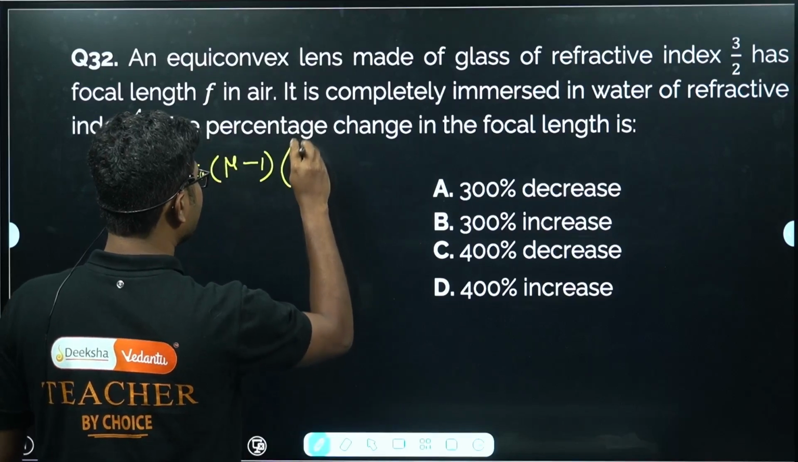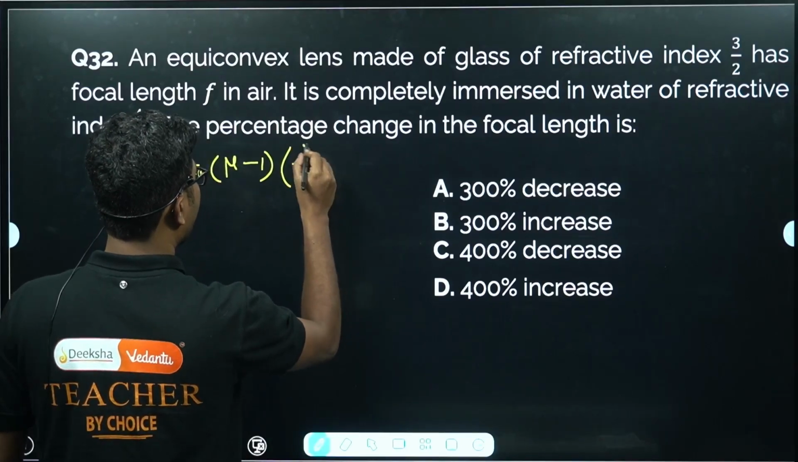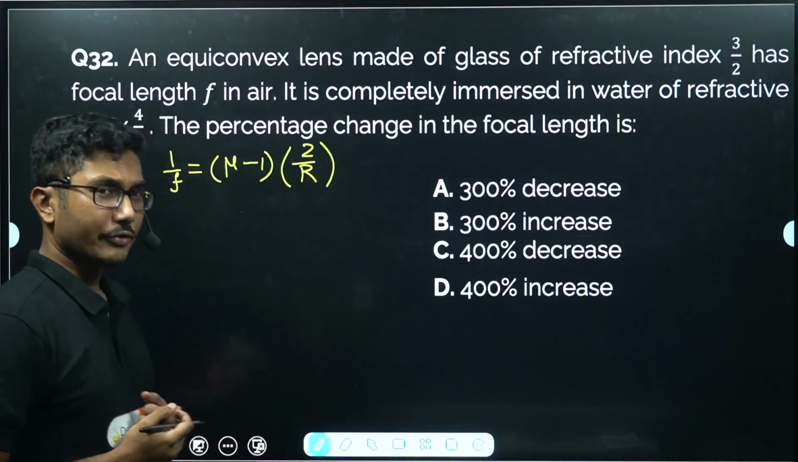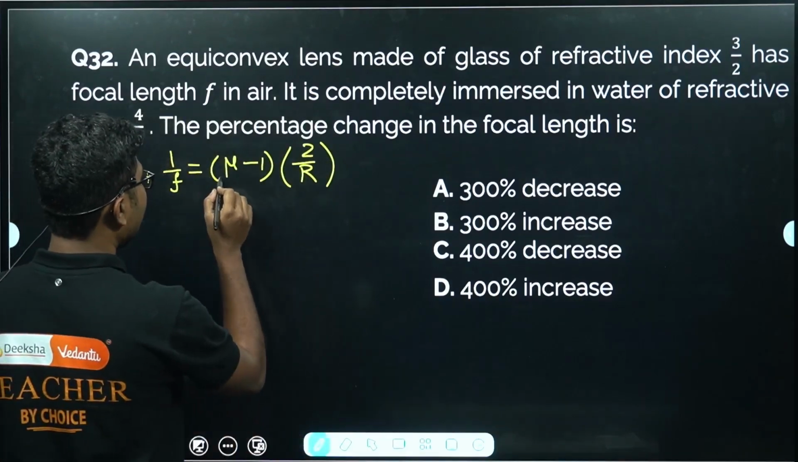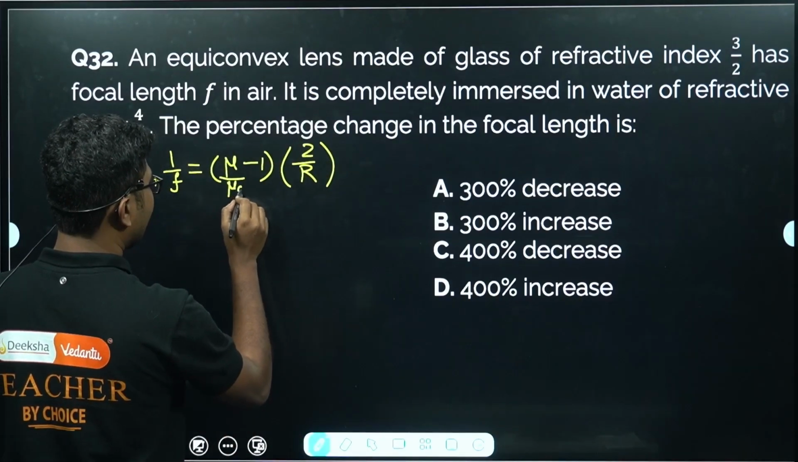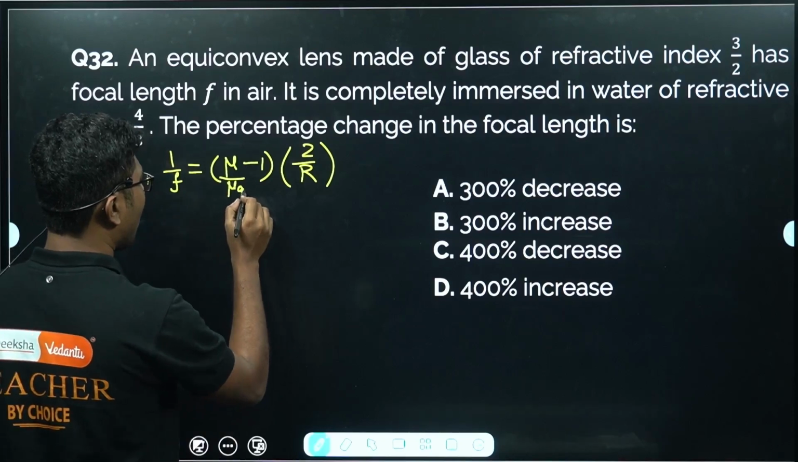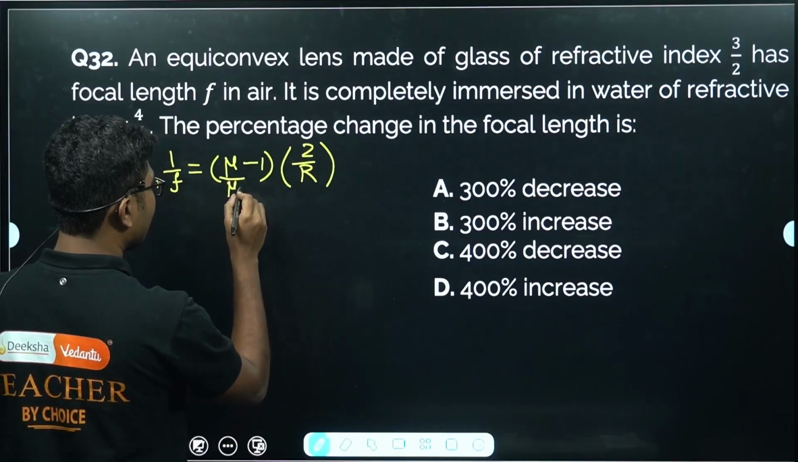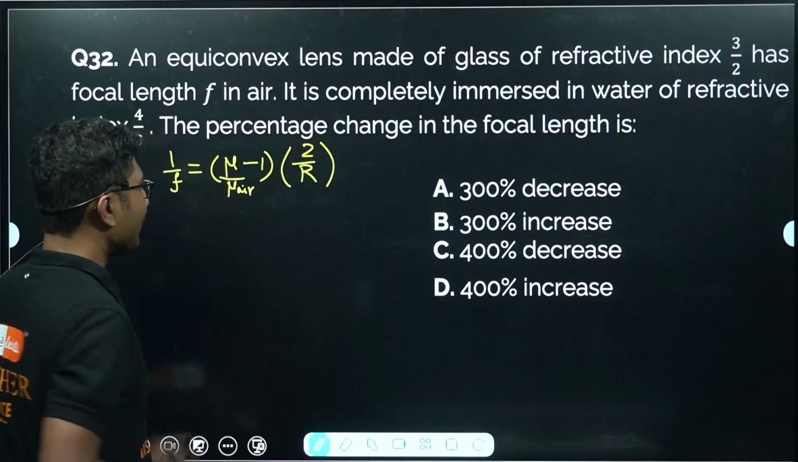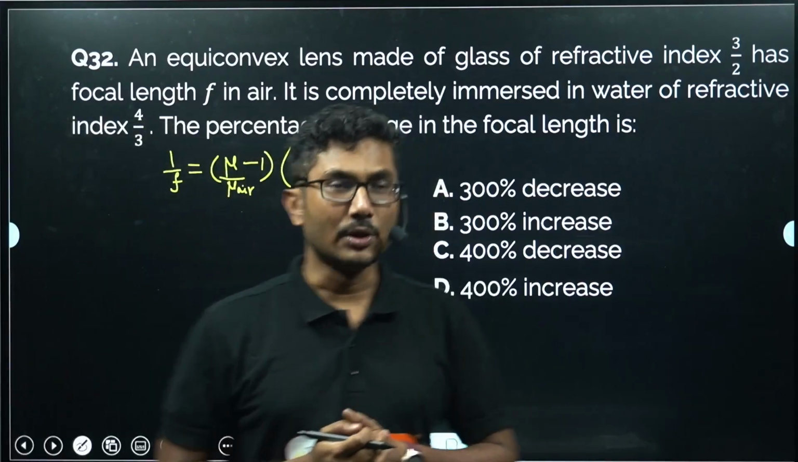For equiconvex lens, this can be written as 2 by r, right? Now here generally there is mu air, but mu air is generally 1, so that's why we generally do not use air, because it is 1. But for any other medium you have to use that mu in the division.